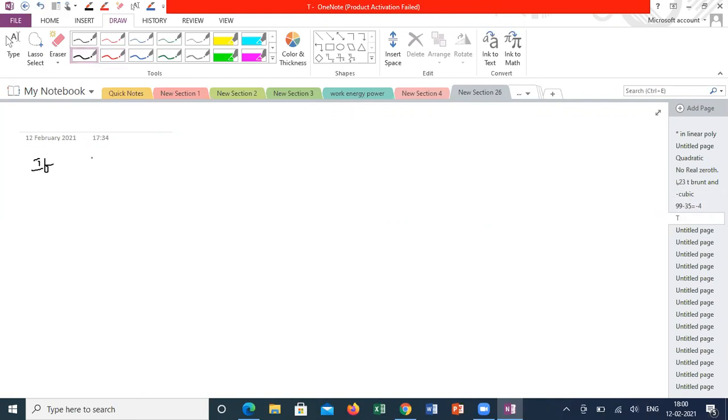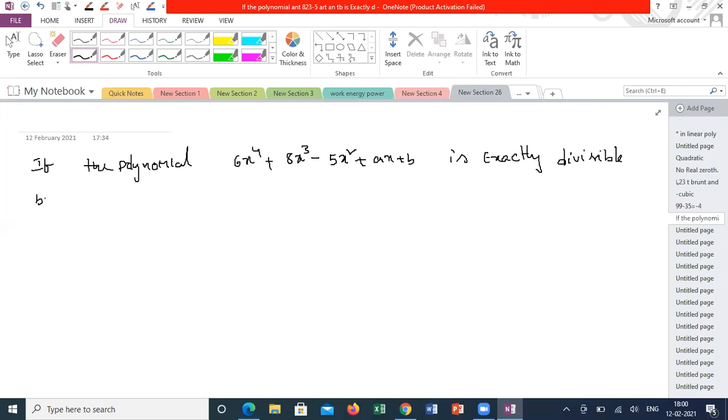If the polynomial 6x^4 + 8x^3 - 5x^2 + ax + b is exactly divisible by the polynomial 2x^2 - 5, that means the remainder is 0 when I am dividing with this quadratic polynomial into the biquadratic polynomial. Then find the values of a and b.